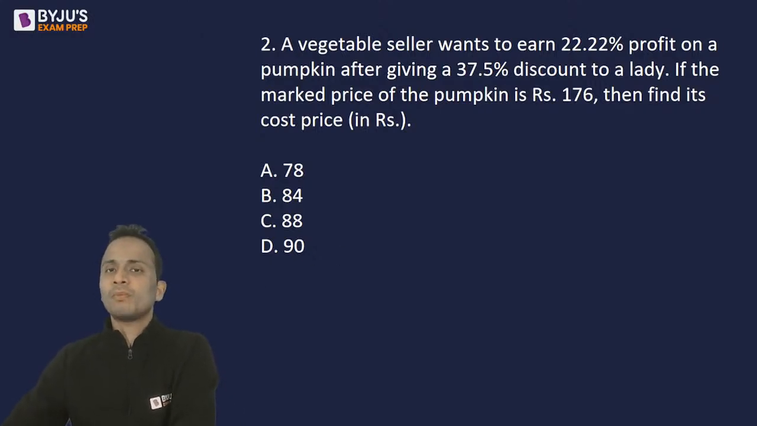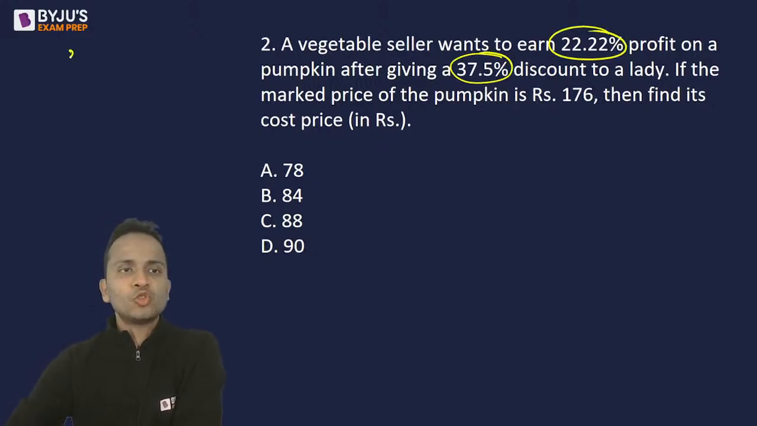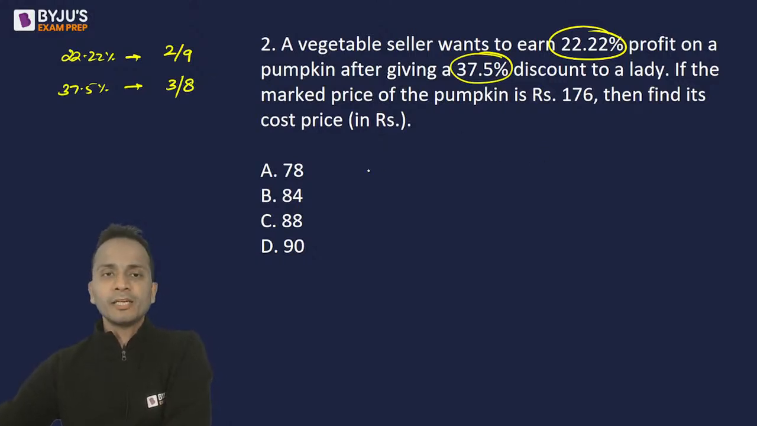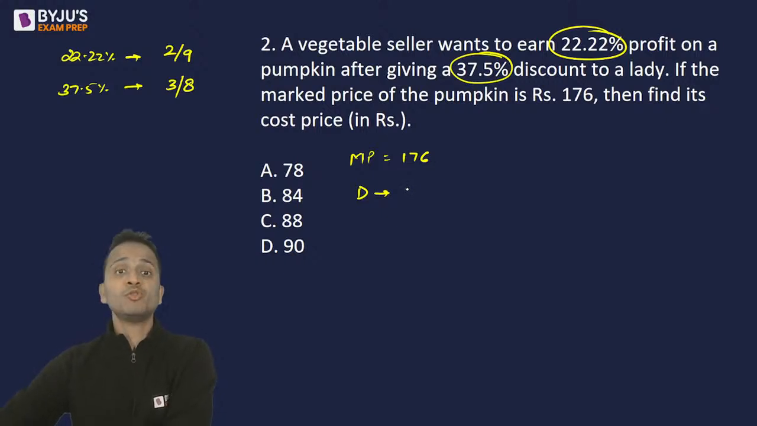Now let's first of all talk about these percentage equivalents of fractions. 22.22 percent can be written as 2 upon 9, and 37.5 percent can be written as 3 upon 8. Now in the question, the marked price is given as 176 rupees, and there is a discount of 37.5 percent, which means 3 by 8.